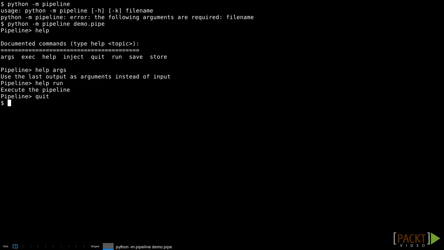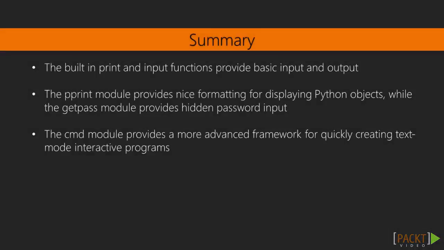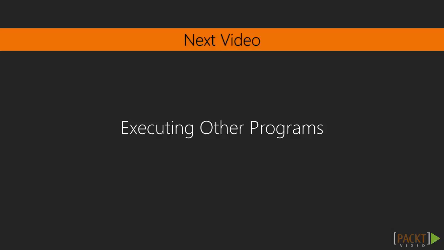That's it for the text mode interaction. The built-in print and input functions provide basic input and output. The pprint module gives us nice formatting for displaying Python objects, while the getpass module provides hidden password input. The cmd module provides a more advanced framework for quickly creating text mode interactive programs. In the next video, we'll look at how to actually run other programs from inside our code.